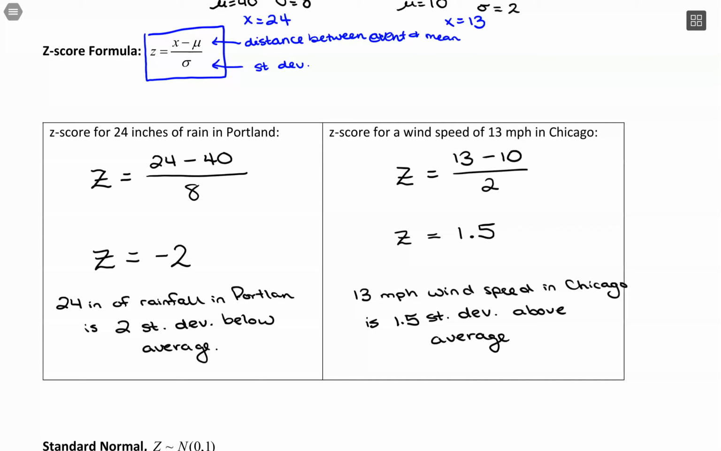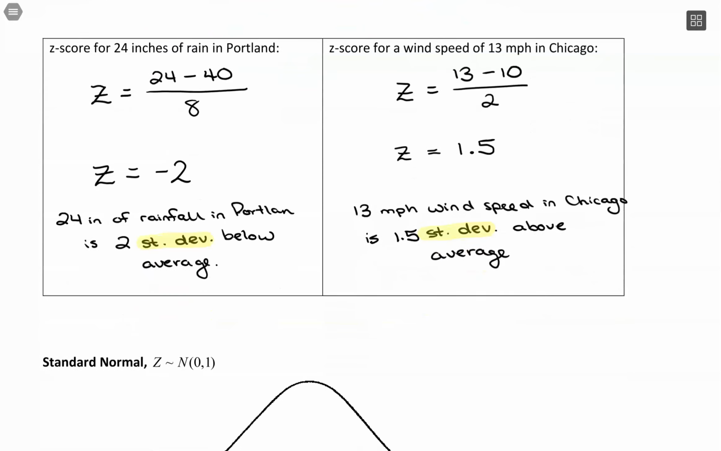So now we get an idea of distance in terms of standard deviations. In this case, we're landing above average. But what's important here is now we have the same units. That 24 inches of rainfall, now we have something to represent that doesn't work in terms of inches. And with Chicago wind speed of 13 miles per hour, now we have something in terms of units of standard deviations and not miles per hour. So we have these two numbers that we can compare, and we can put them on the same number line.